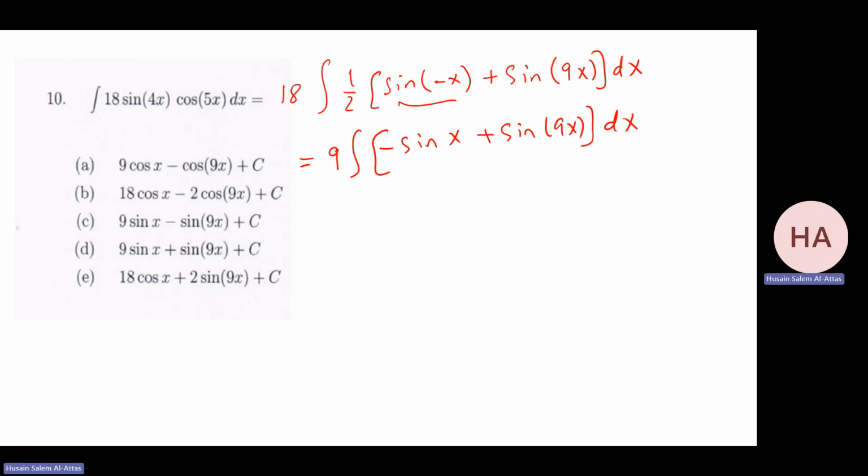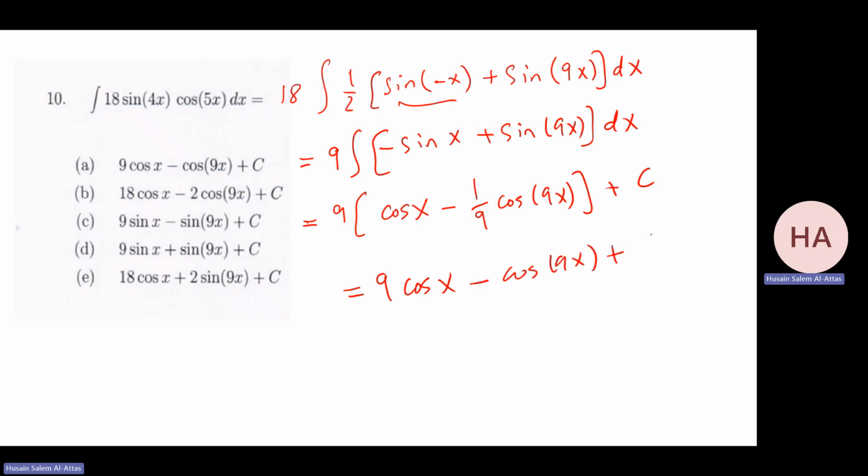That was sine minus x. And they have 4x minus 5x, which is minus x. So I need to do it this way. That will be 9 times the integral. What's the integral of minus sine? That will be cosine. And I need minus 1 over 9 cosine 9x plus c. Multiply by 9. That will be 9 cosine x minus cosine 9x plus c, which is this.